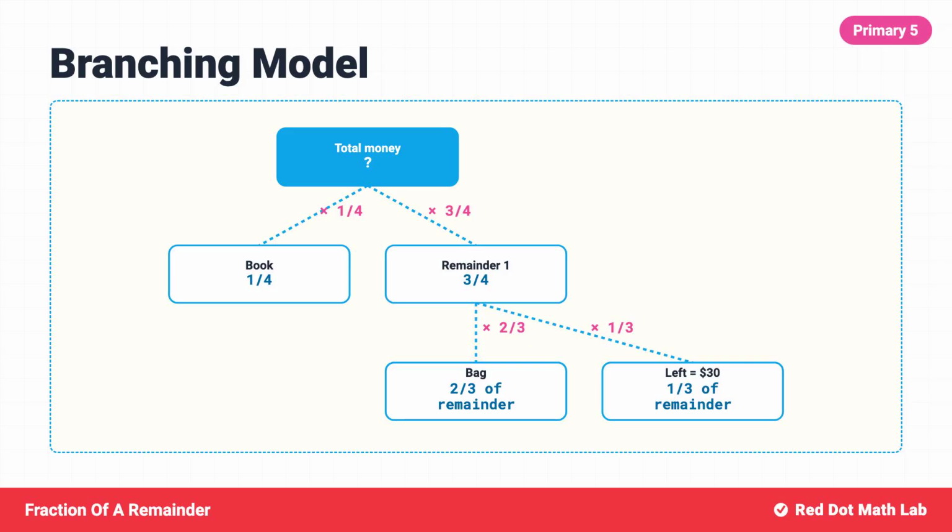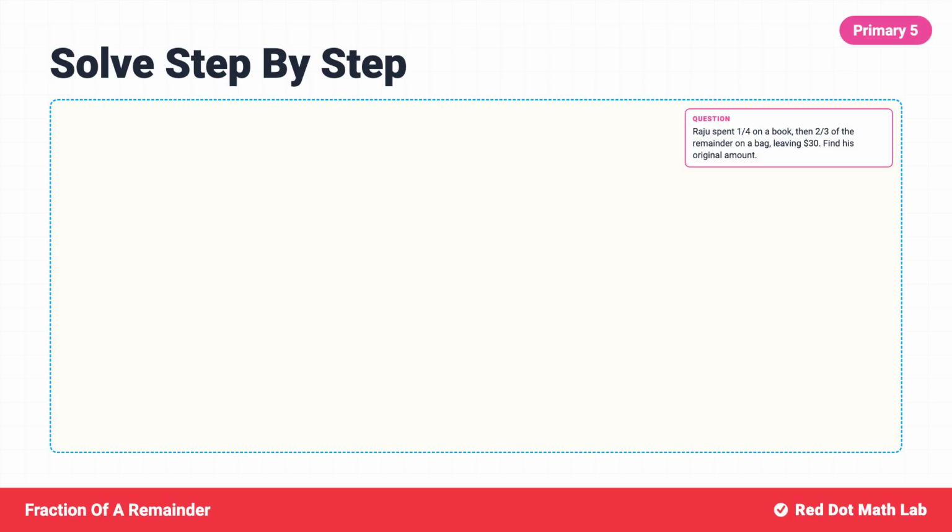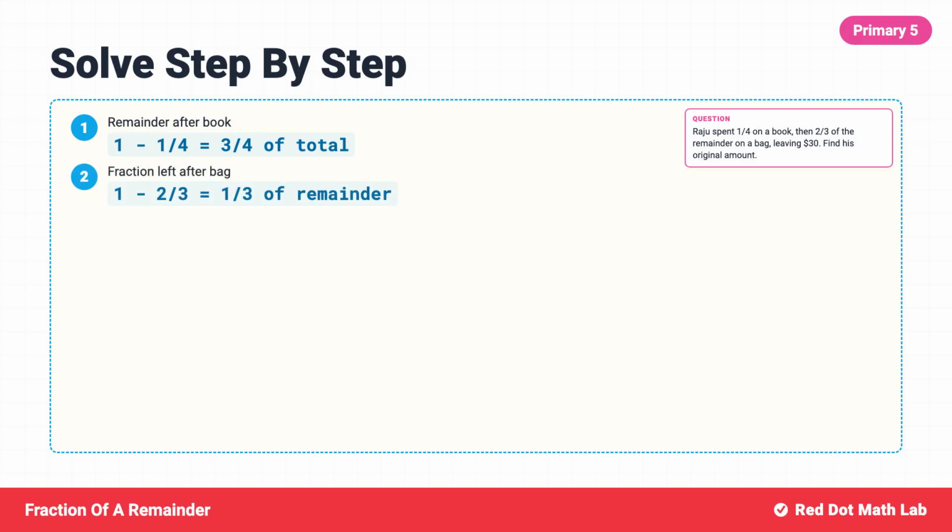Now let's do the working. Step 1. After buying the book, the remainder is 1 minus 1/4, which gives us 3/4 of the total. Good. Step 2. After buying the bag, the fraction left is 1 minus 2/3, which is 1/3 of the remainder. Step 3, and this is the key step. We want to know what fraction of the total is still left. So we multiply 1/3 times 3/4 equals 3/12, which simplifies to 1/4 of the total.